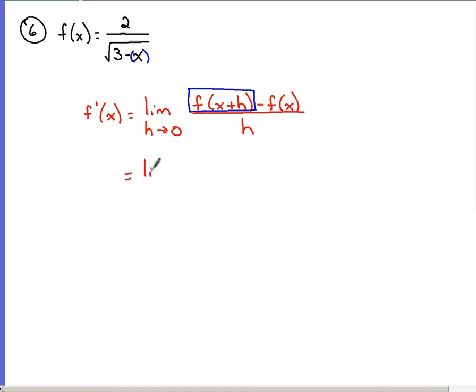We've got the limit as h approaches 0. We're taking this f of x plus h expression out, and we're replacing it with 2 over the square root of 3 minus, substituting x plus h in the place of x. It'd be a quantity of x plus h that I'm subtracting there. So you've got to be careful with how you're grouping it.